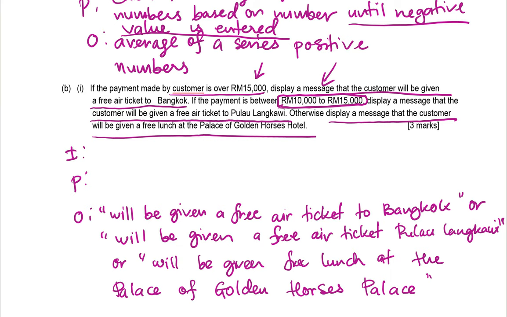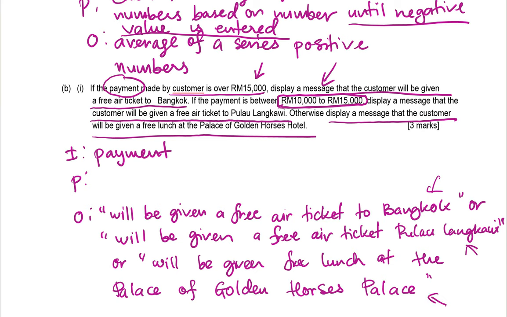So how about the input? The input is of course the payment. Alright, how to write the process for the selection control structure? Since now you have more than two messages to be displayed.